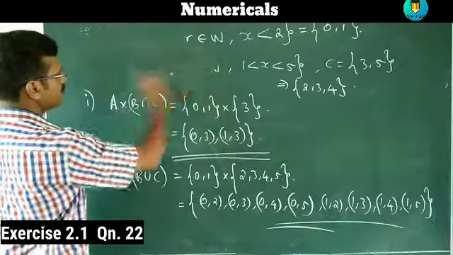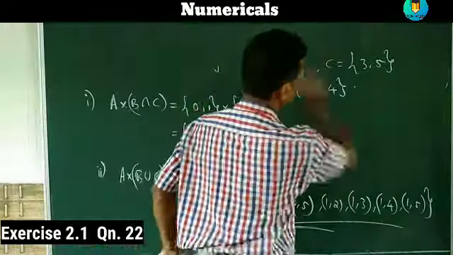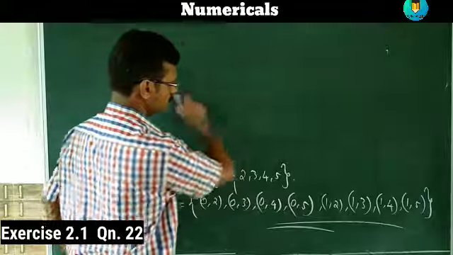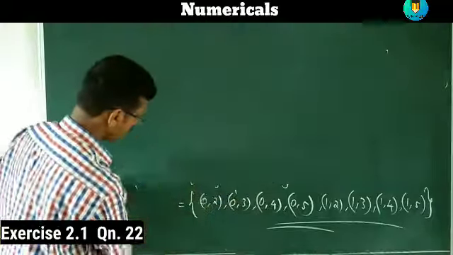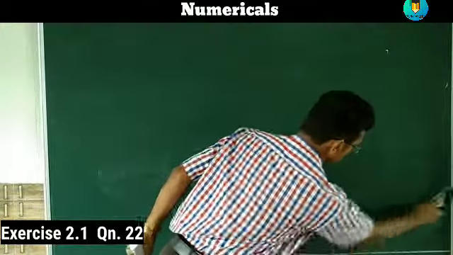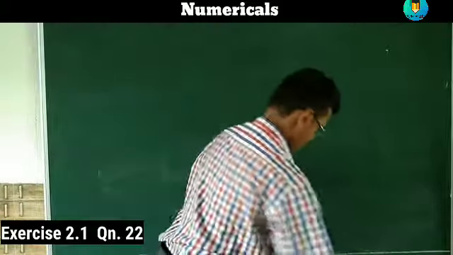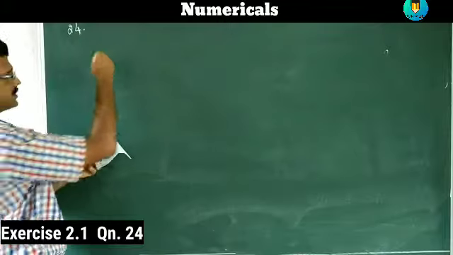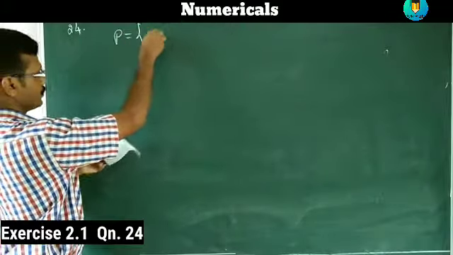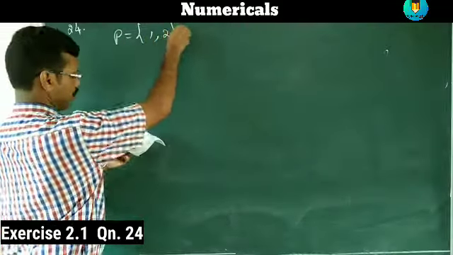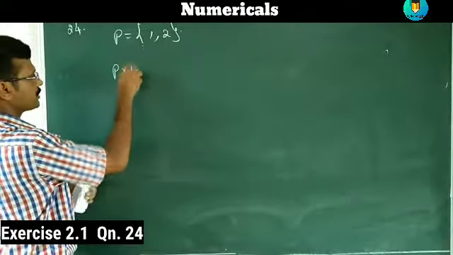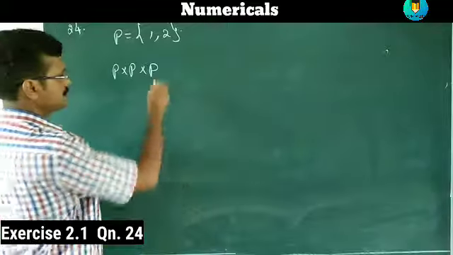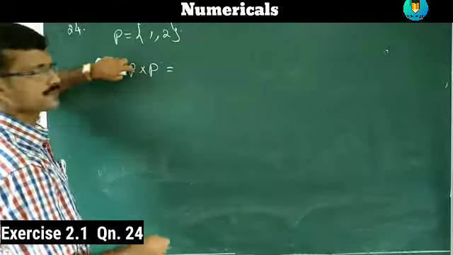Now one more sum we will do. After that we will stop today's class. That is question number 24. The set P is given as 1, 2. We have to find out P cross P. This is the question. So first of all, we will do P cross P.